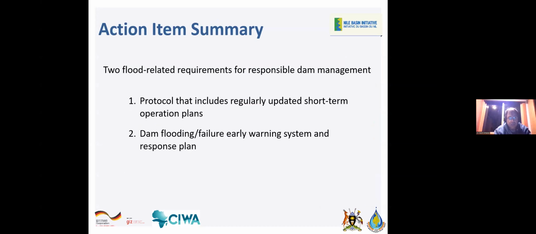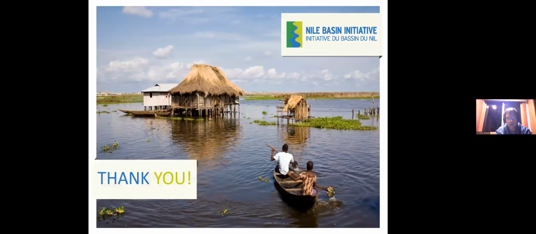So my action item summary here: two flood-related requirements for responsible dam management protocols that include regularly updated short-term operation plans. So one dam knows what the next dam is going to do at all times, particularly during flooding periods, and dam flooding or failure early warning systems and response plans put into place. So that's all I have.